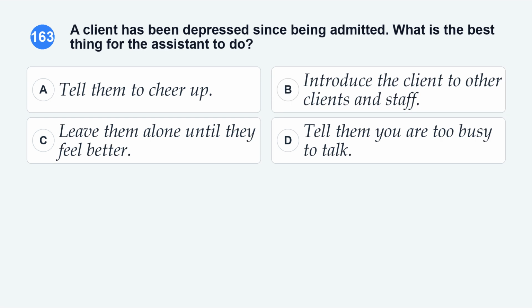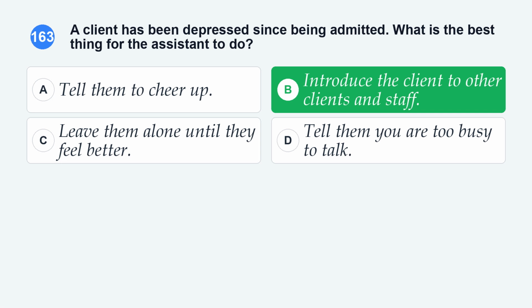Question 163. A client has been depressed since being admitted. What is the best thing for the assistant to do? Option A. Tell them to cheer up. Option B. Introduce the client to other clients and staff. Option C. Leave them alone until they feel better. Option D. Tell them you are too busy to talk.